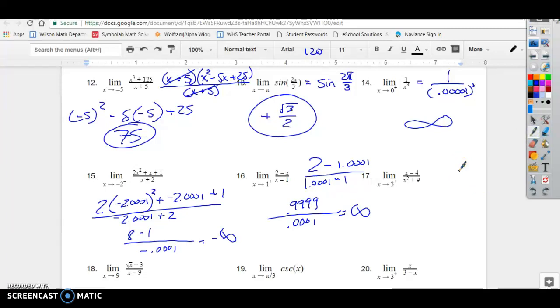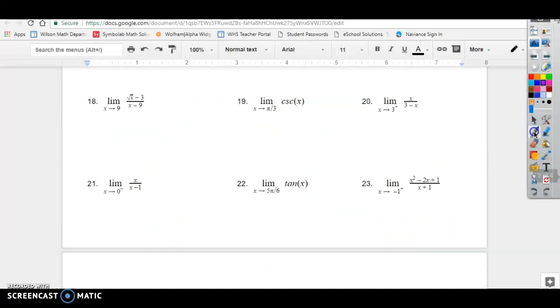Notice if I plug 3 in, it's not going to give me undefined. So I can just plug in 3 minus 4 here over 3 squared plus 9, which is basically -1 over 9 plus 9, which is 18. So -1/18. Alrighty then. Okay, guys, let's pick up number 18.